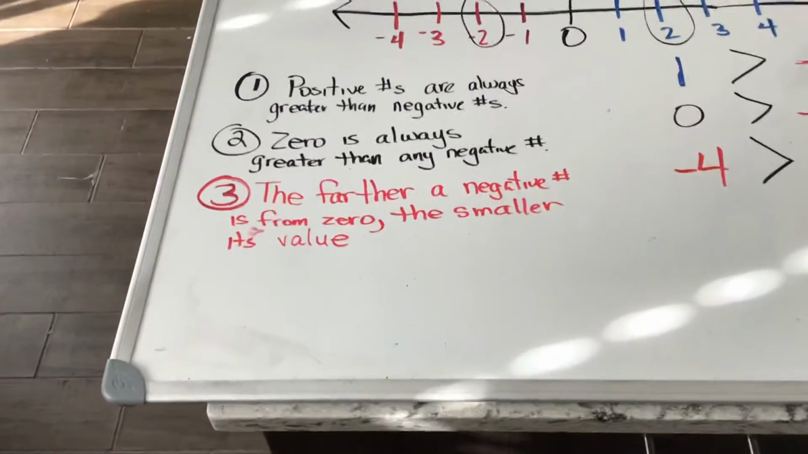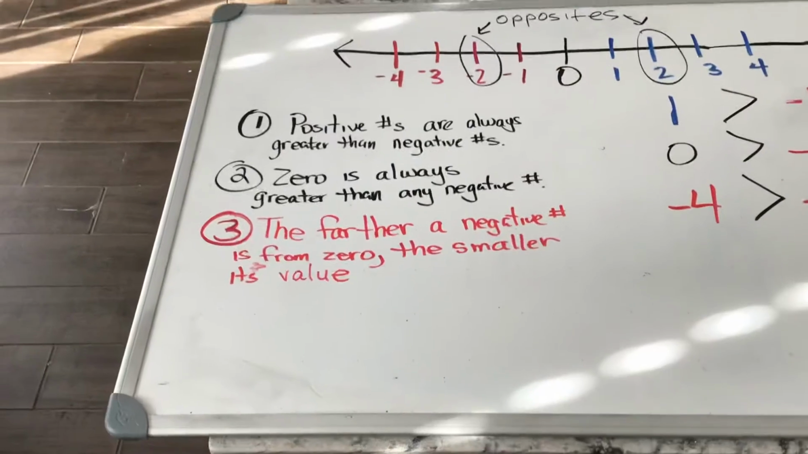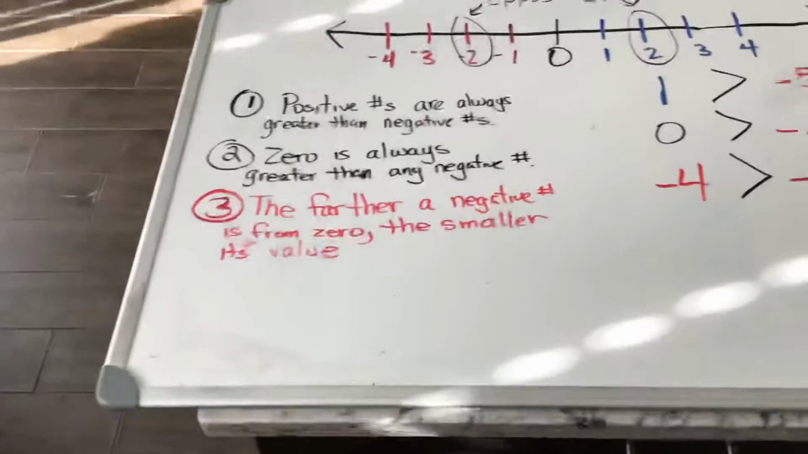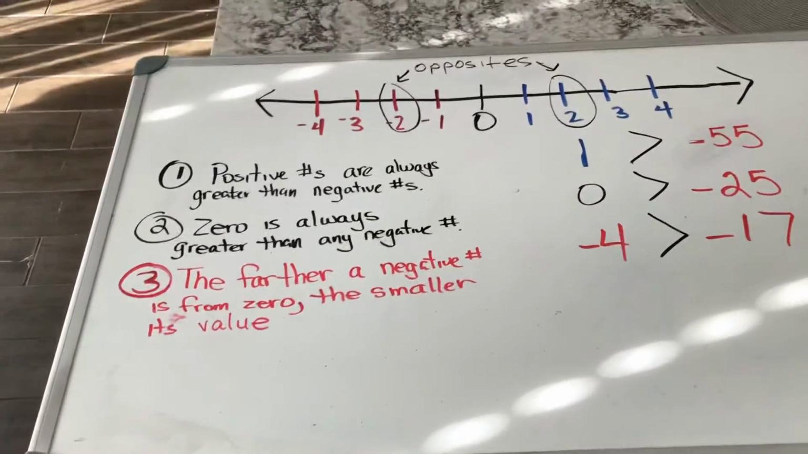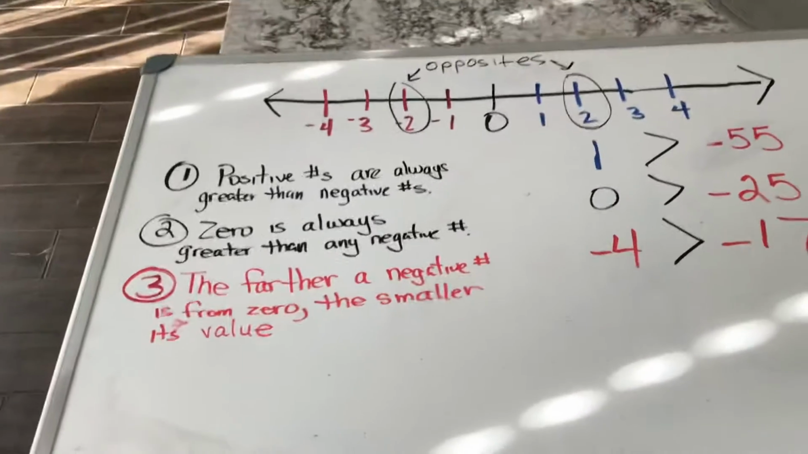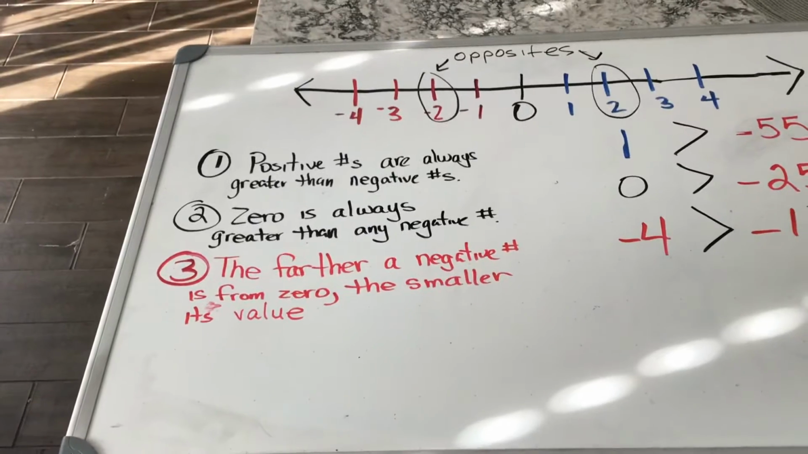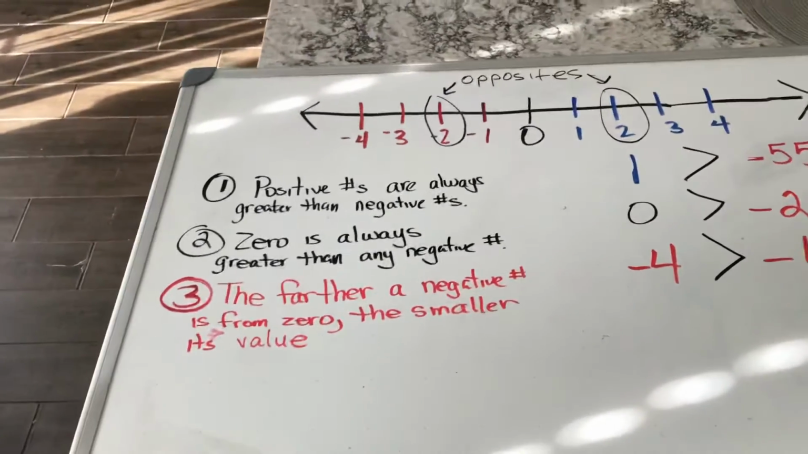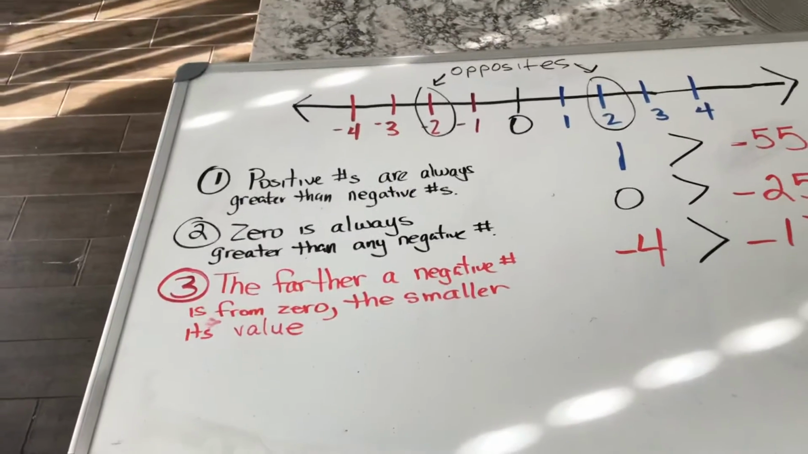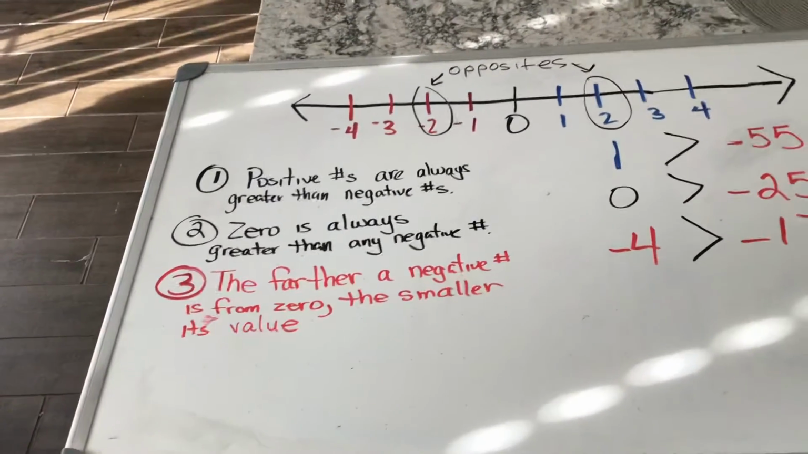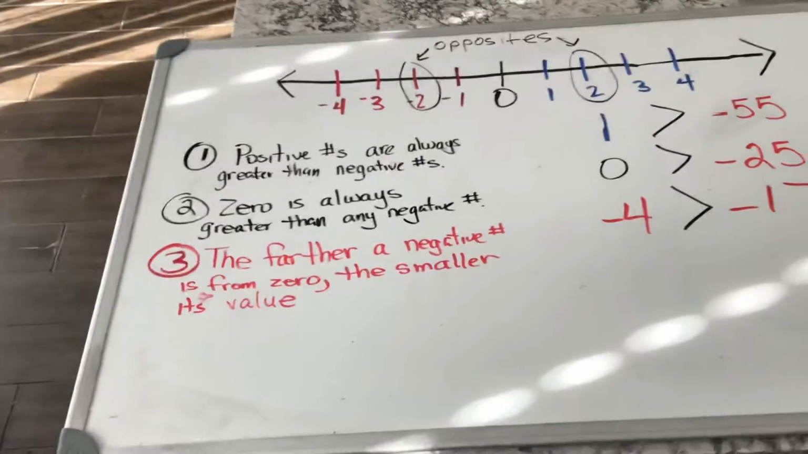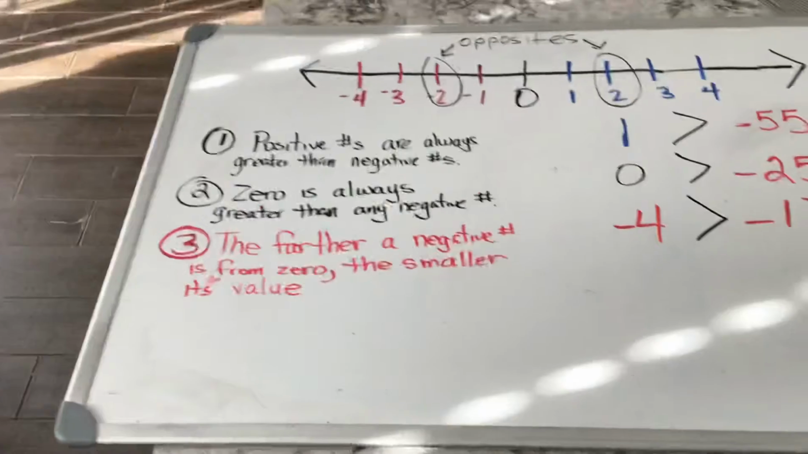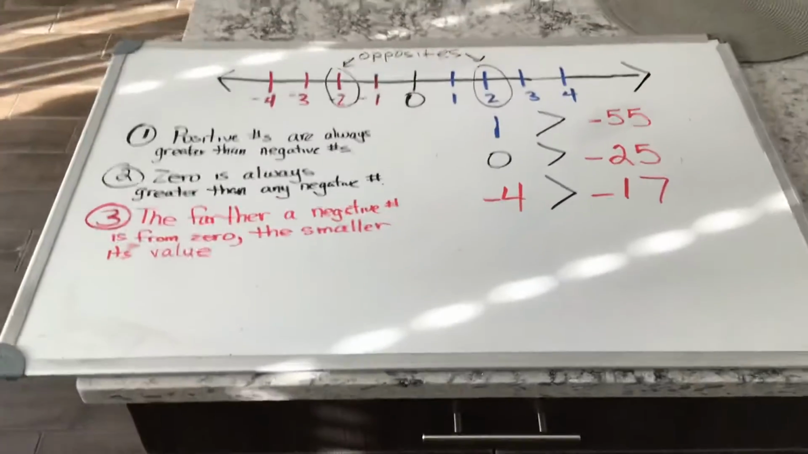And last, the farther a negative number is from 0, the smaller its value. What does that mean? As I move farther left or farther down the number line, I now know that those numbers, those negative numbers, get smaller. What does that mean? If I'm comparing -1 to -2, I know -2 is a smaller value or less than -1. Now let me show you some examples of some of the stuff I was talking about.